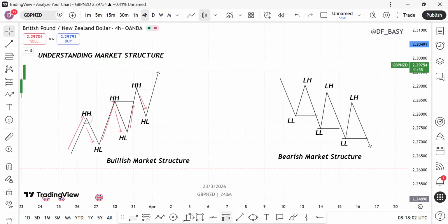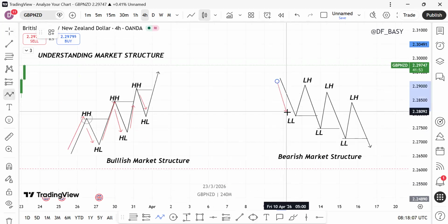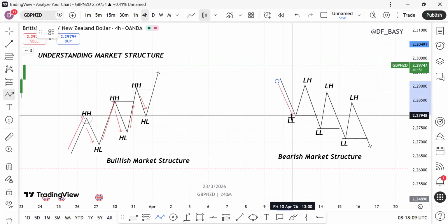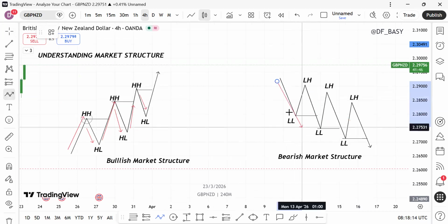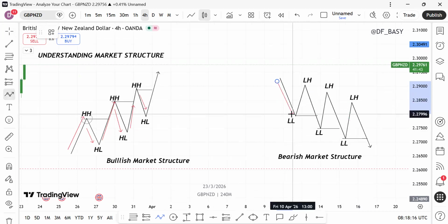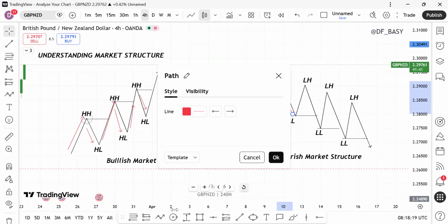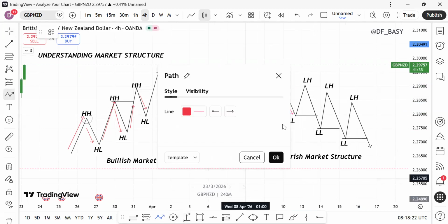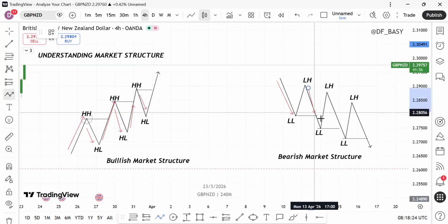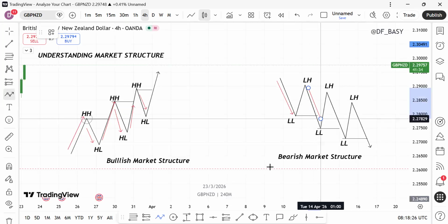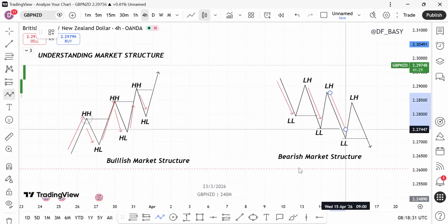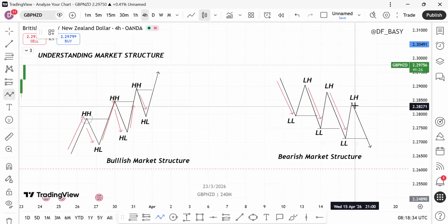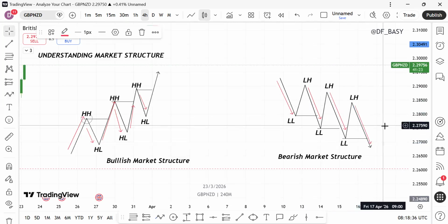In a bearish move, it's the same thing. The impulsive move is that which is pushing the market in the direction of the trend you have identified. So if we have identified this as a bearish trend, the impulsive move is the one pushing the market downwards. This is the impulsive move. The impulsive move always breaks structure to the downside. This is an impulsive move, and this is another impulsive move, breaking structure to the downside.